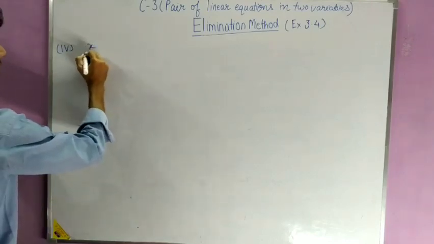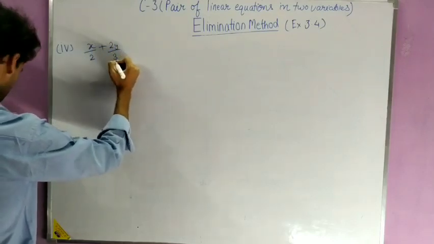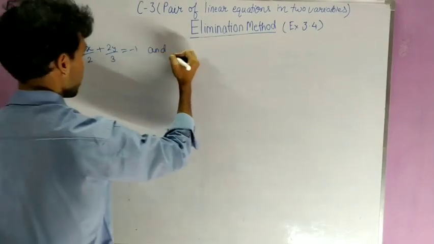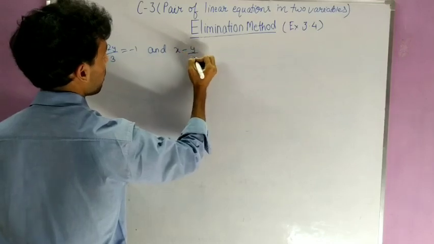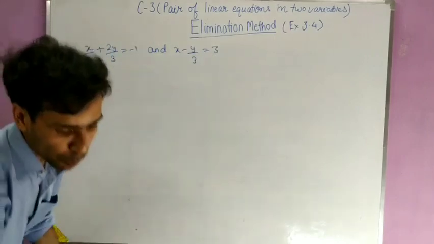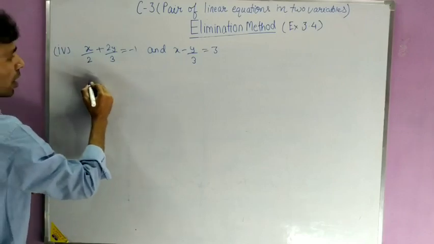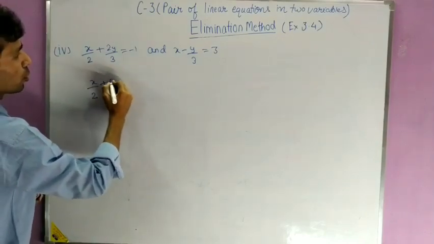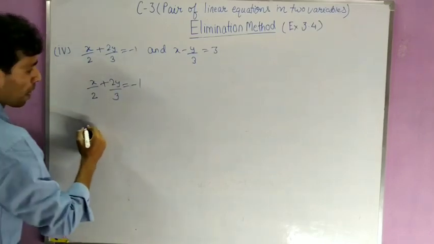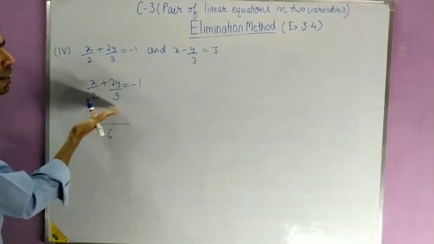See, first equation is x upon 2 plus 2y upon 3 equal to minus 1, x minus y upon 3 equal to 3. Okay, so first you solve this well. So see first equation, x upon 2 plus 2y upon 3 equal to minus 1. Now 6 LCM will be 6 because it is in fraction, so we can solve by the LCM method.